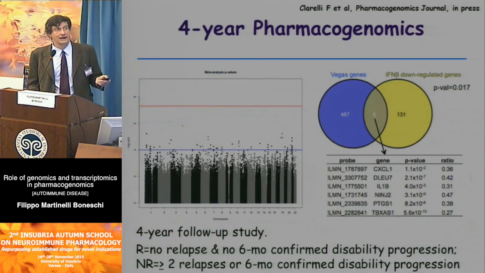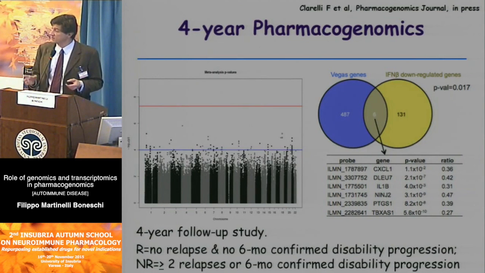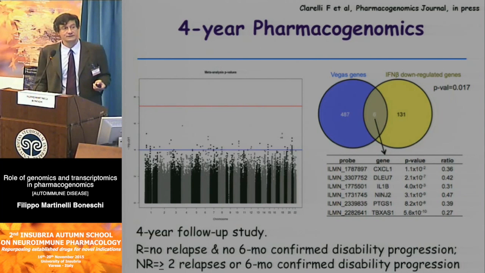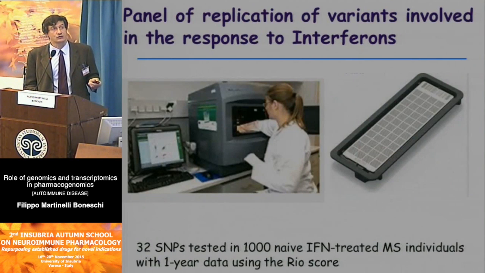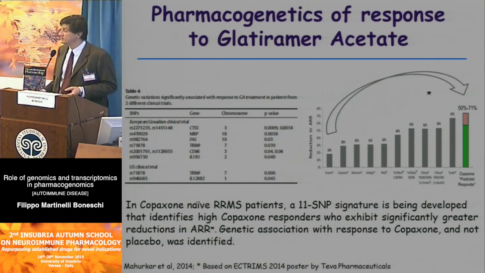We are also working on other follow-up. So we submitted, it is in press, a paper on the role of genetic variants in the response at 4 years to interferon. So once again, if we change criteria of response to treatment, or if we change follow-up time, results can also be different. And we are also testing a panel of replication of variants involved in the response to interferons. But of course, there is other work on response to other drugs, like, for example, glatiramer acetate, which is another drug I commented on.